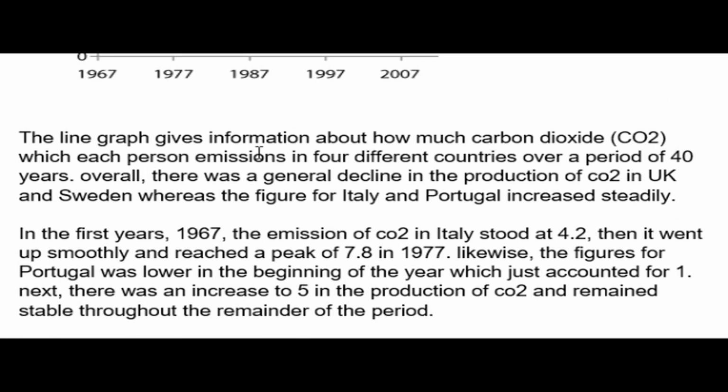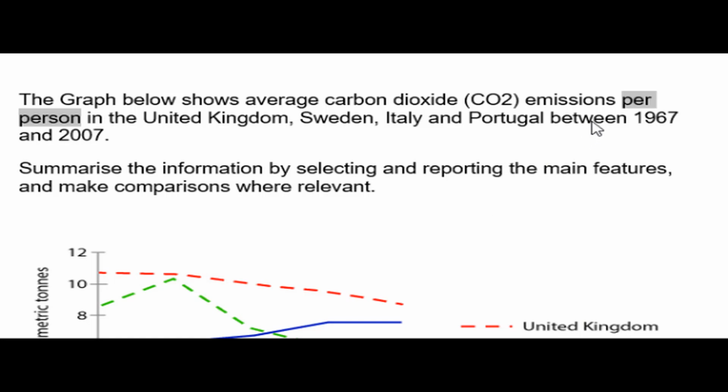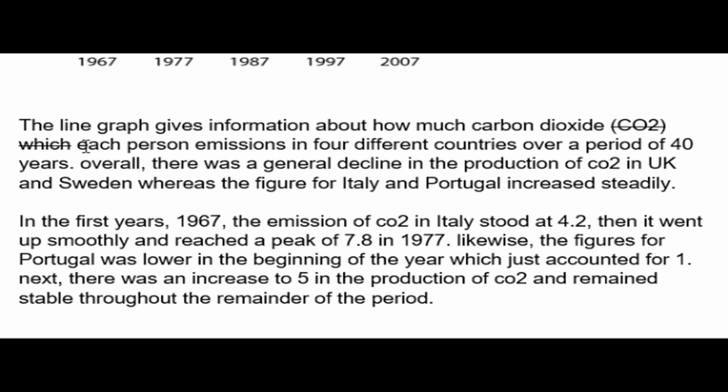The line paragraph gives information about how much carbon dioxide, CO2. Oh my goodness, is it necessary to repeat this? No, it's not. Let's get rid of that. How much carbon dioxide which each person emissions. We don't need this relative pronoun. Each person emissions. Now, if you look at the task, it says per person. Per person doesn't mean each person. Per person is an average, right?